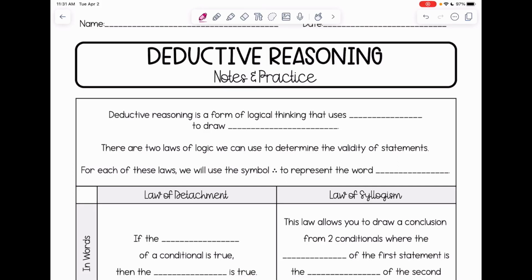In this lesson, we are going to learn about deductive reasoning. Deductive reasoning is a form of logical thinking that uses facts to draw conclusions. And in this lesson, there are two main laws of logic we are going to learn about, and these laws of logic can be used to determine the validity of statements. For each of these laws, we are going to use this symbol. It looks like 3 dots that almost form a triangle to represent the word therefore.